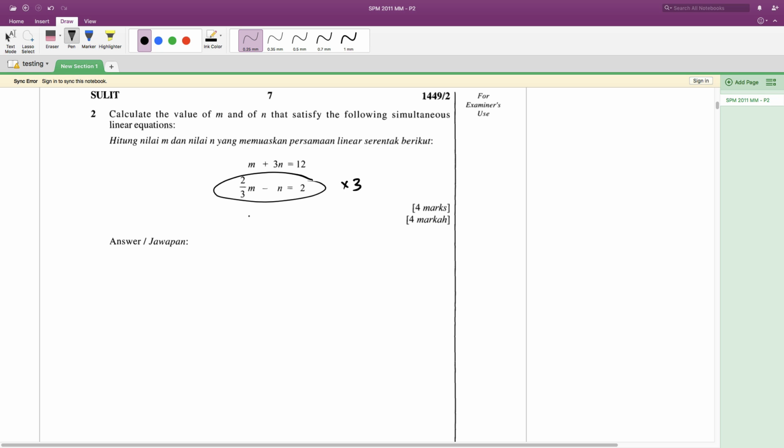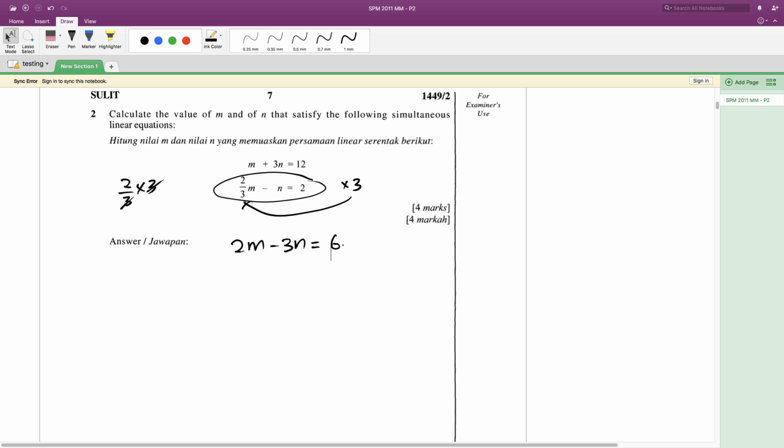So you can see when this is 2 over 3, 2 over 3 multiply 3, what will happen? The 3 and 3 I will simplify, right? So you will be left with a 2 only. So if I multiply 3 for the first one, I will be left with 2m. I multiply 3 for negative n is negative 3n. I multiply 3 for 2, you will get equals to 6.